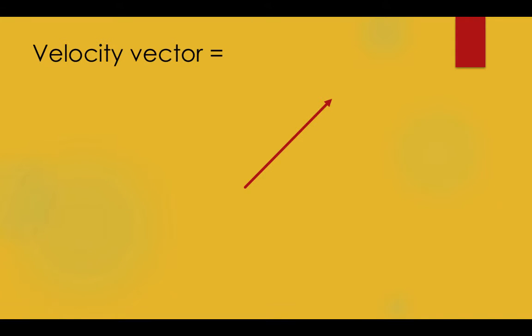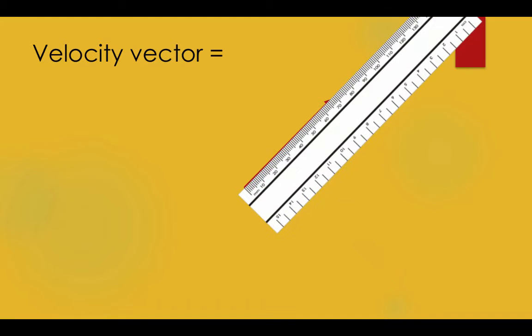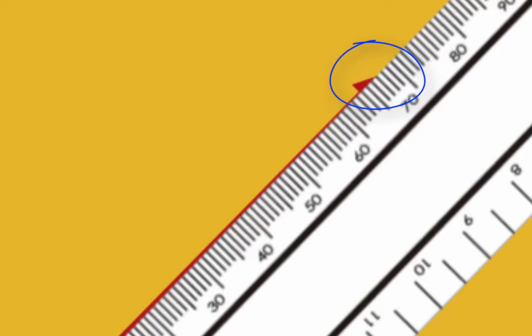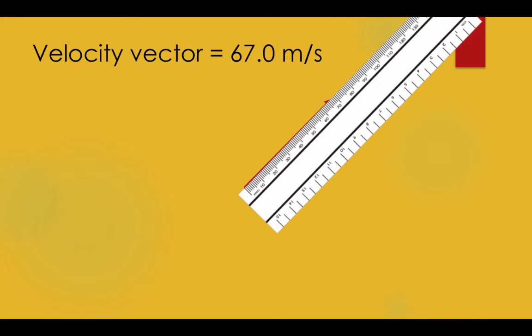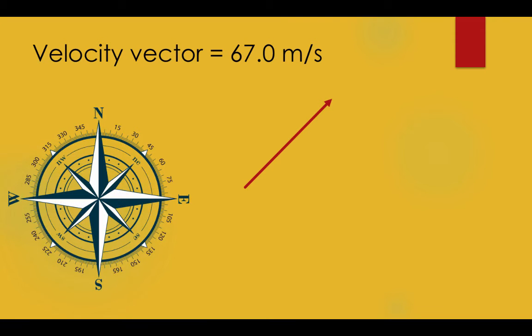First we use a ruler to measure the length. Let's assume 1 millimeter equals 1 meter per second. Let's move the ruler in place and measure the length of the line. It looks to me that the line is roughly 67.0 millimeters, or 67.0 meters per second. Let's ignore uncertainty for now. To measure the angle, we'll bring in a compass.